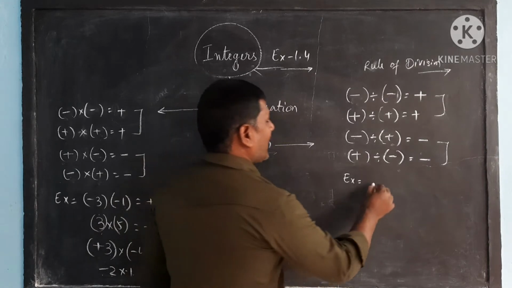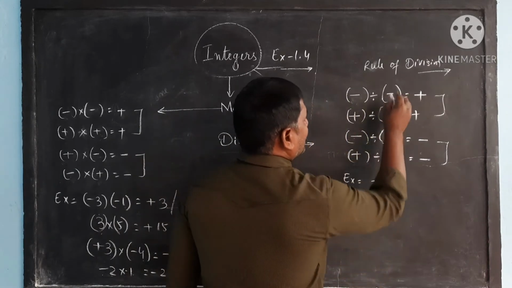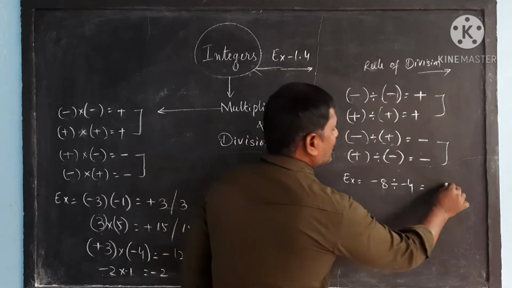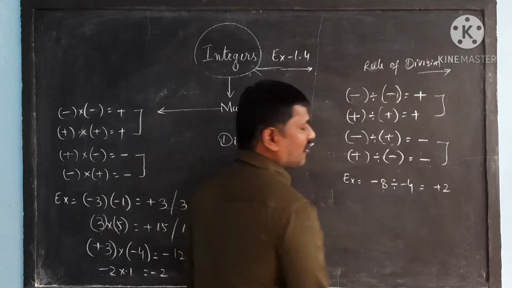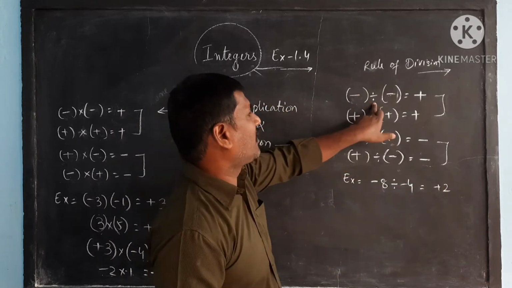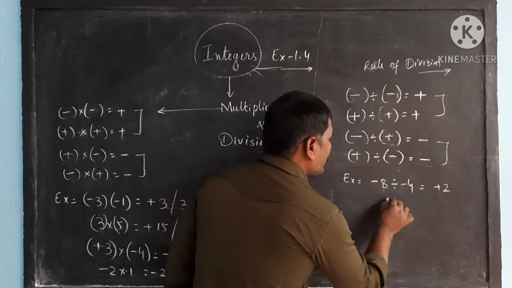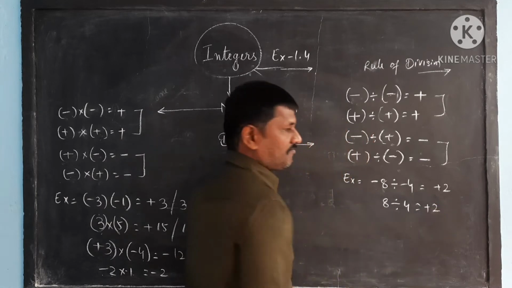Let us say minus 8 divided by minus 4. When 8 is divided by 4, you get 2. But when both are minus, you have to write a plus, because minus divided by minus gives positive. At the same time, if they are positive, plus 8 divided by plus 4, then you get plus 2.